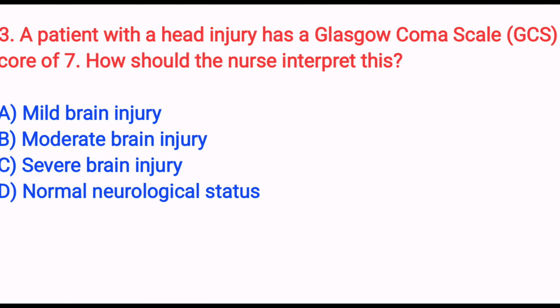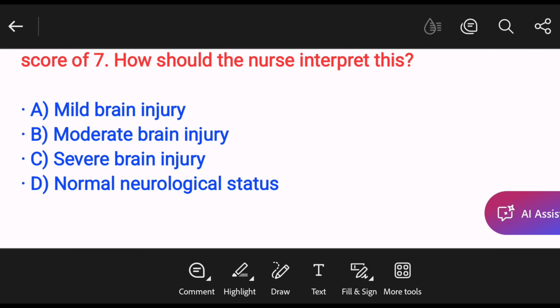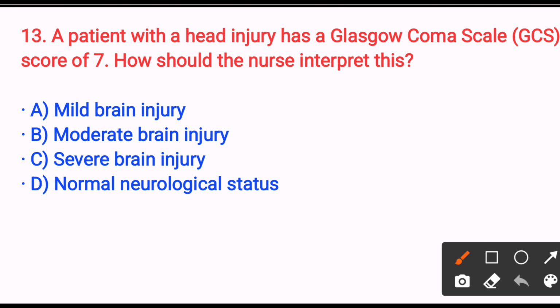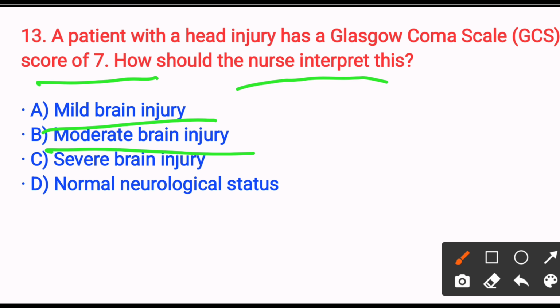a patient with a head injury has a Glasgow Coma Scale GCS score of 7. How should the nurse interpret this? Option A, mild brain injury. Option B, moderate brain injury. Option C, severe brain injury. Option D, normal neurological status.